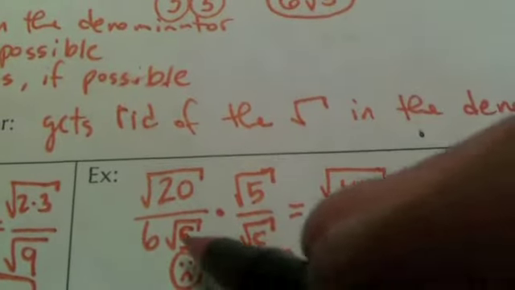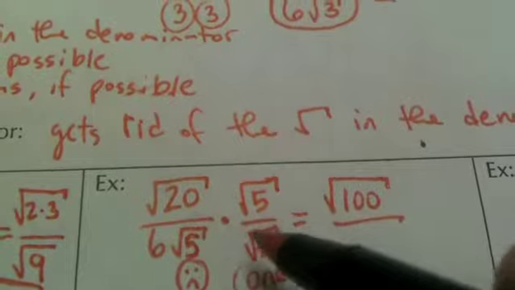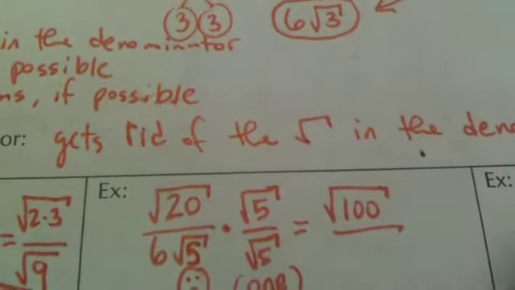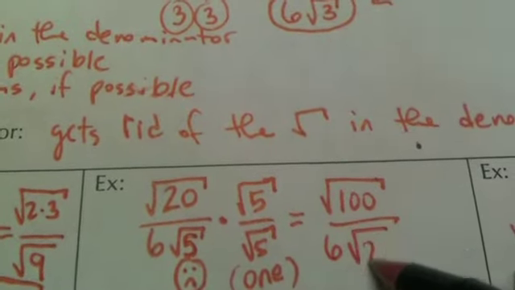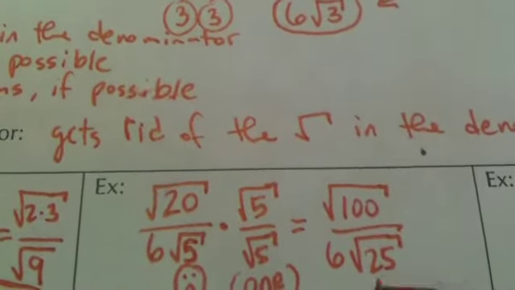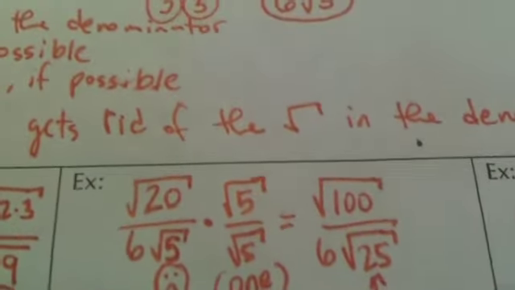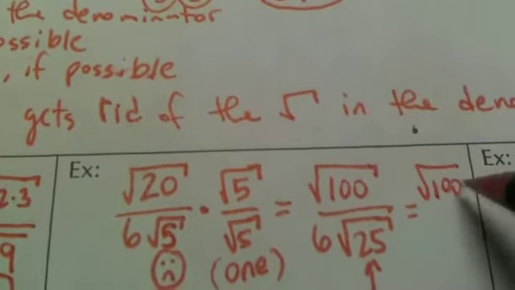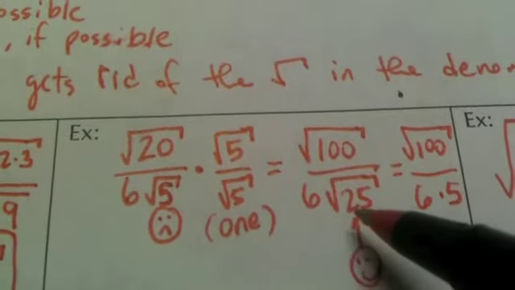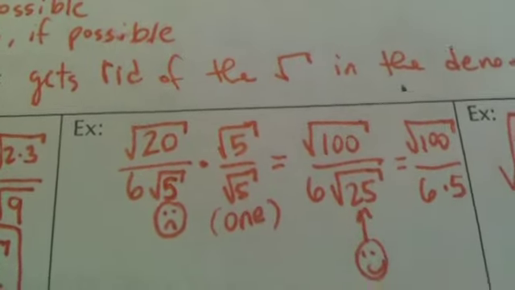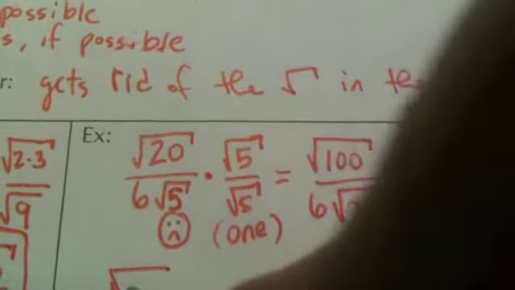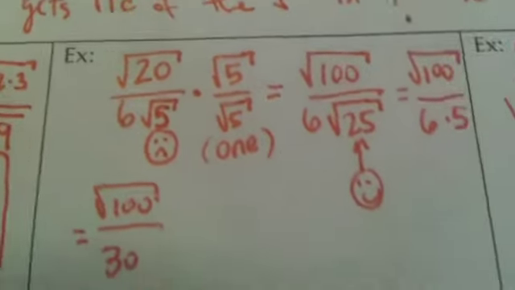And on the bottom, I can't mix oil and water, so these won't mix. So this 6 won't mix with this square root of 5 either, but I can put these two together in the same house and multiply them and get 6 times the square root of 25. Oh, that makes me happy because it is a perfect square. So I get square root of 100 over 6 times 5, and the 5 comes from the square root of 25. Square root of 25 is 5. Okay, 6 times 5 gives me 30. So I get the square root of 100 over 30.